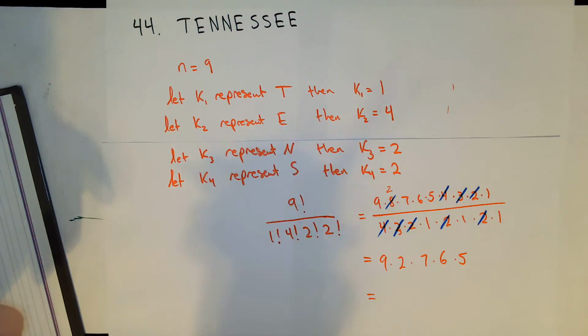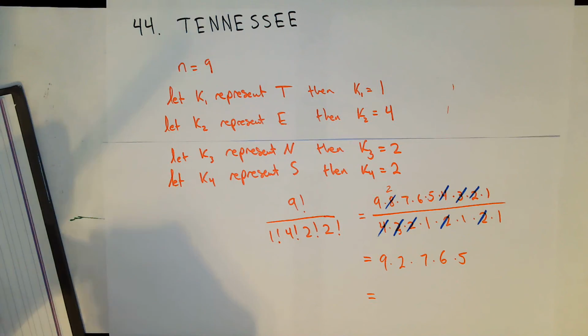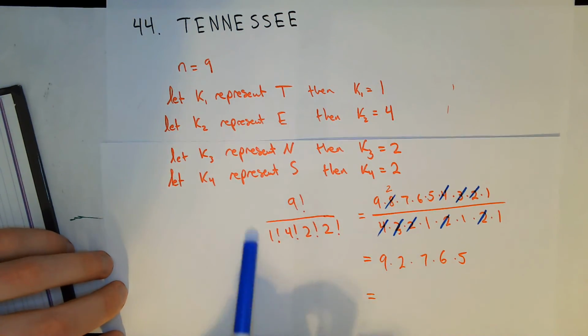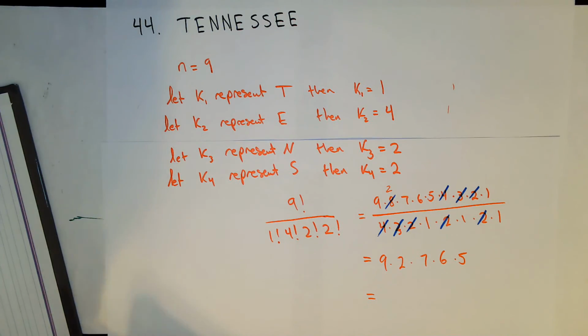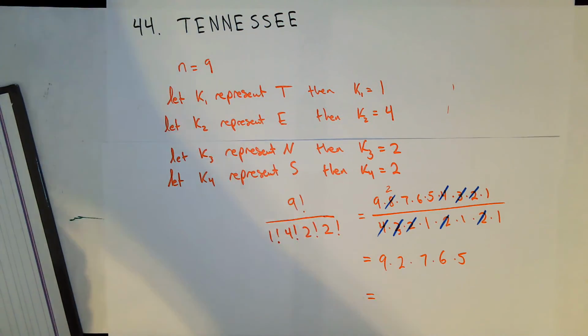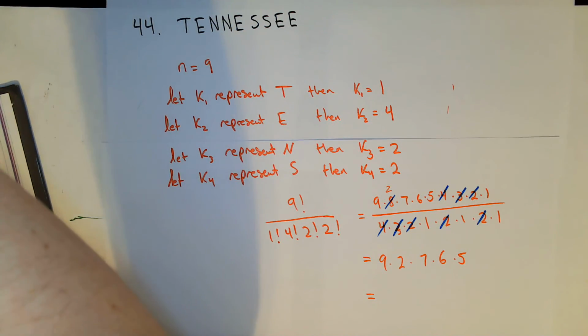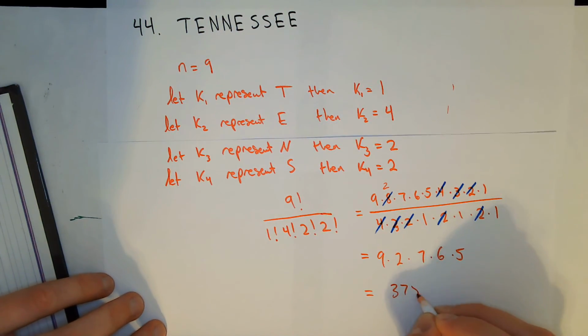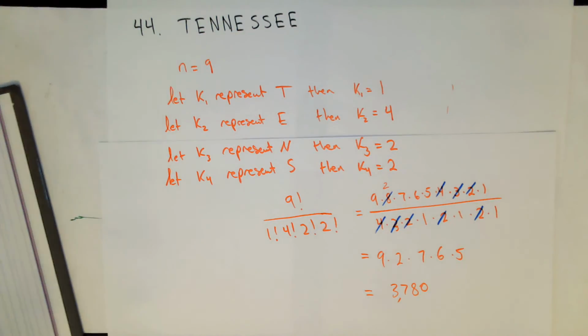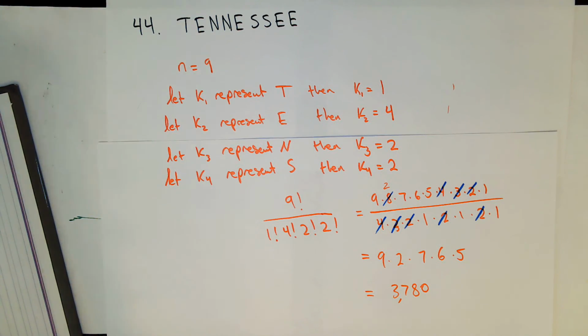There's not a button on the calculator to do this. You've got to clean it up and deal with it like that. So, of course, at this point, I can bust out the calculator and ask it to do this last step. It's 3,780.